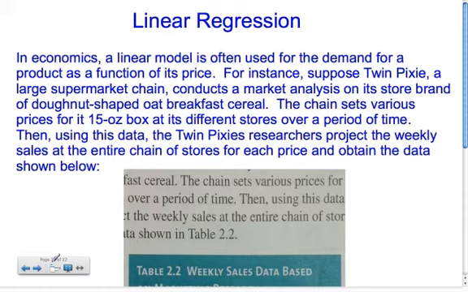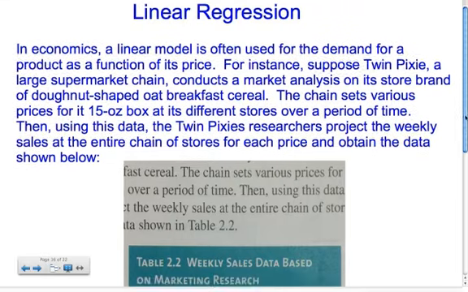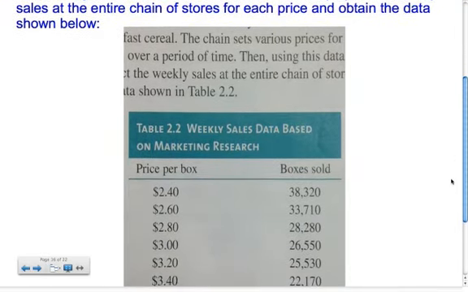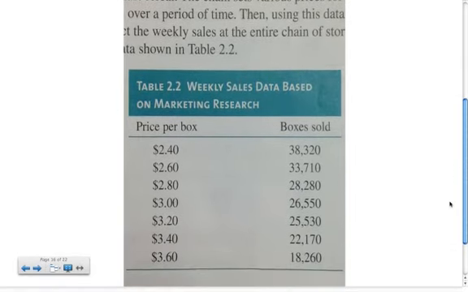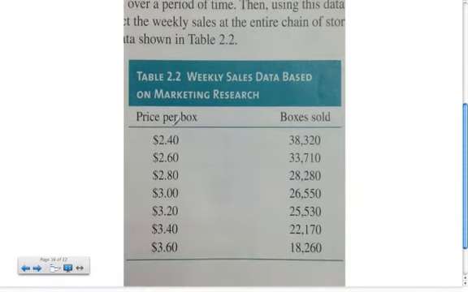of time. Then what we're going to do is use the data from the Twin Pixies researchers, who project the weekly sales at the entire chain of stores for each price, and obtain the data shown below. So what I've done is I've screenshotted an example of what would come out of a typical textbook. And it says the price per box when they price it at these different values right here in the left column. And then it tells you how many boxes they sold. And it doesn't surprise us that when the price was lower, they sold more.